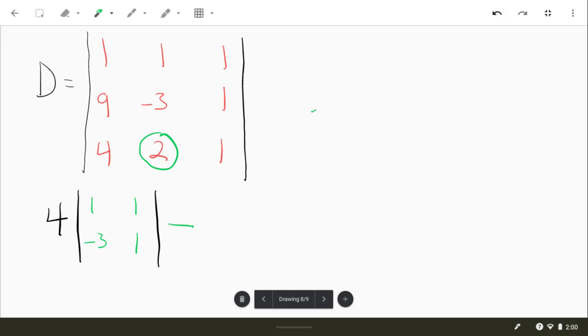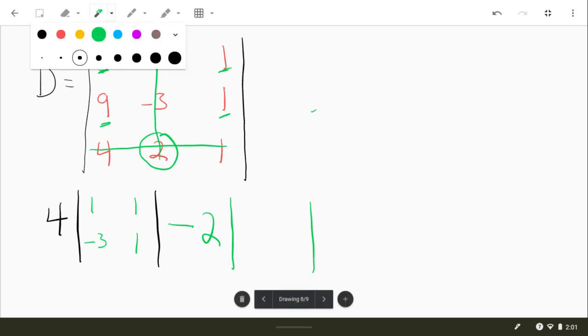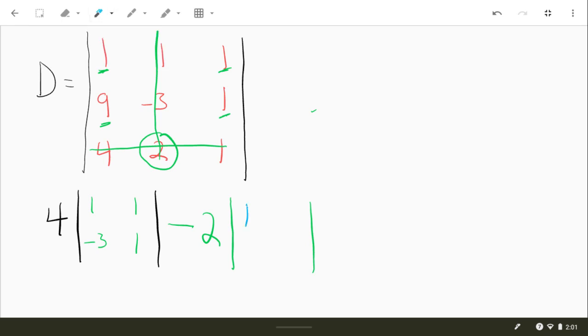So I'm doing my 2. It's going to be 2 times the determinant of, I'm going to mark these pieces out. I'm going to mark it out horizontally, so it knocks out the 2 and the 4, and vertically. These leftover pieces are my 1, 1, 1, and 9. And I'm going to do the determinant of that. So 1, 1, 9, 1. And then it's going to be a plus.